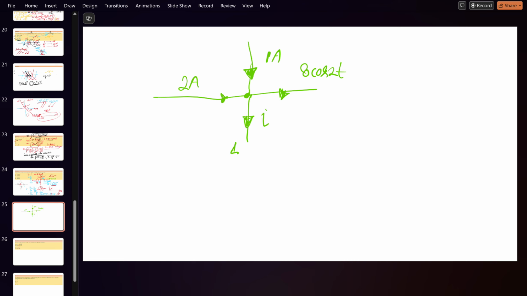It's just a KCL: summation of I is equal to 0. What I have told is always assume the current going out of the network as positive. So this is minus 2, minus 1, plus 8 cos 2t, and the current I plus that is equal to 0. So I will come out to be 3 minus 8 cos 2t.